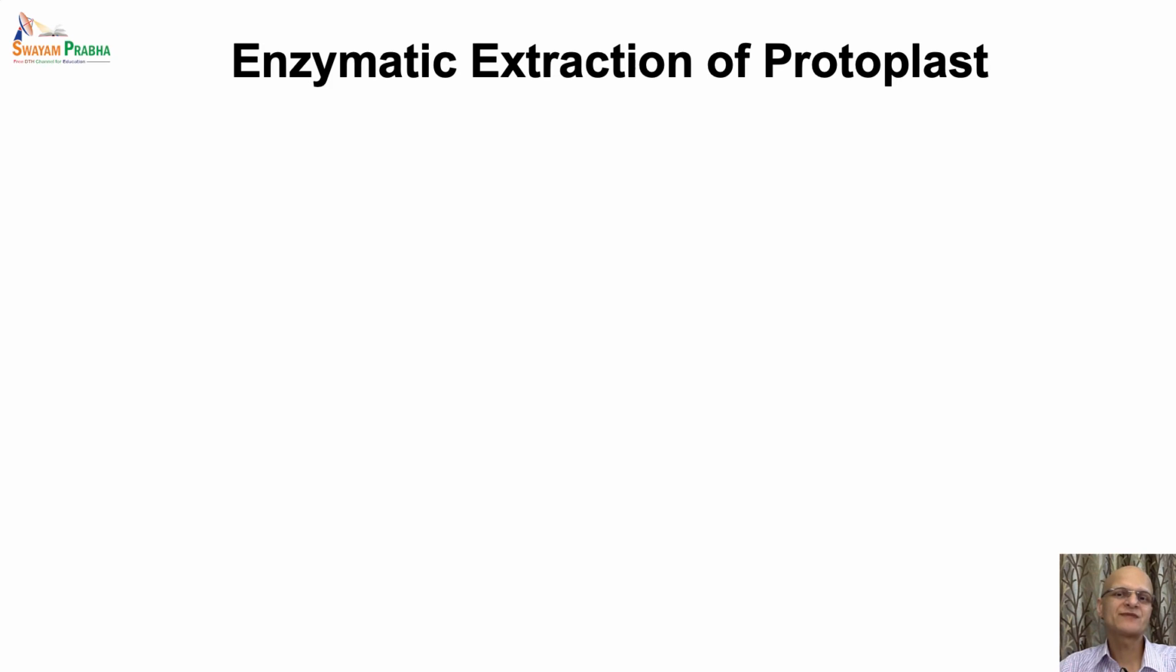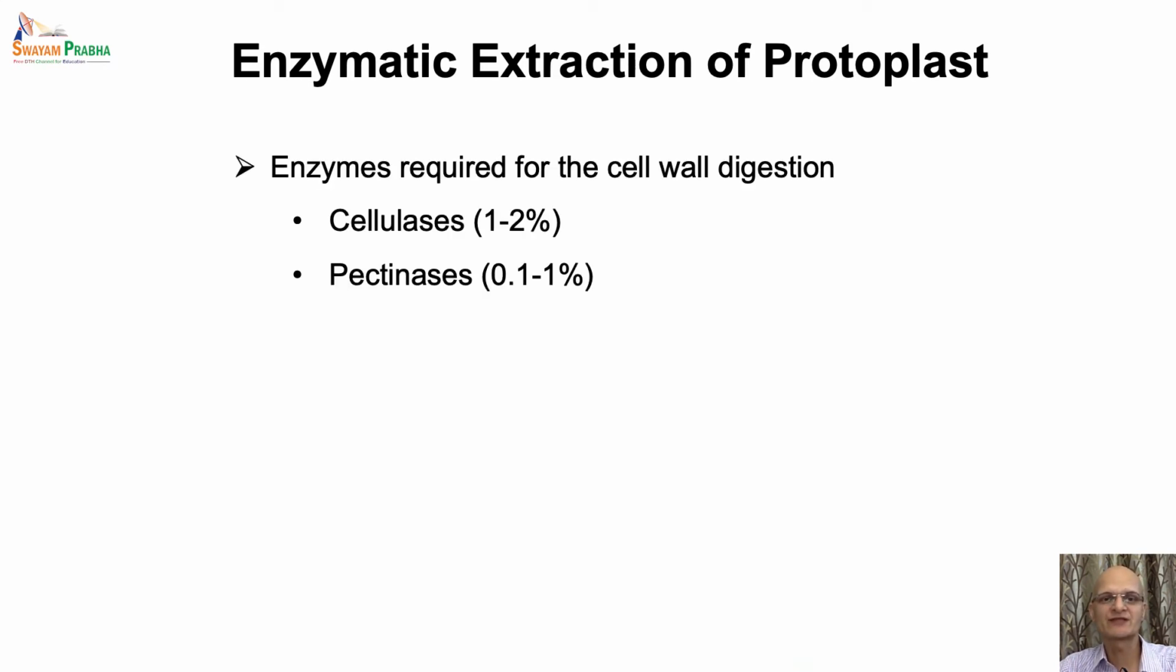The enzymes that are required for the protoplast preparation are commercially available. Usually, pectinases and cellulases are the ones most commonly used for protoplast preparations. Cellulases are usually used up to 2% concentration, and pectinases can be used up to 1% concentration for the digestion of the cell walls effectively in most of the plant species.